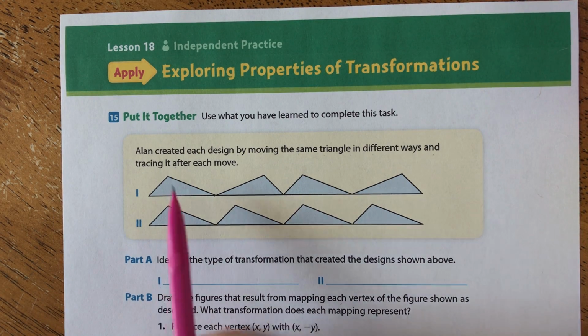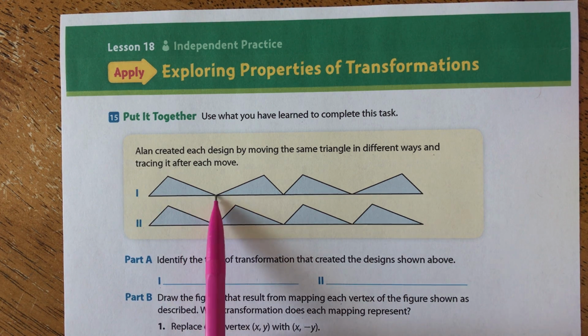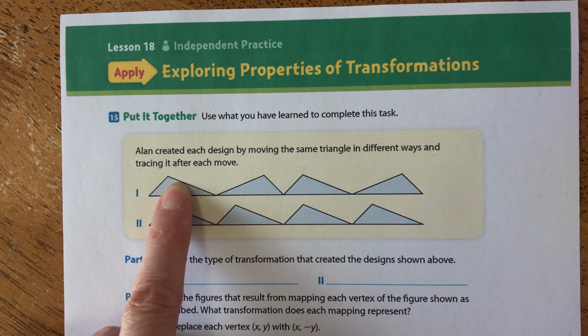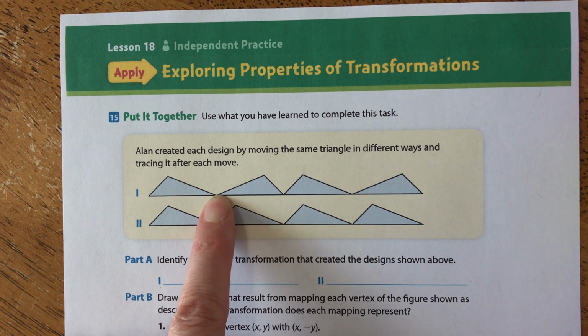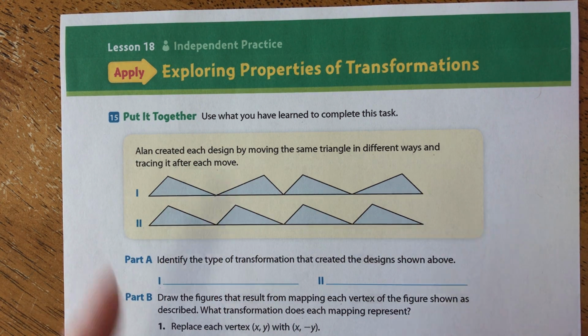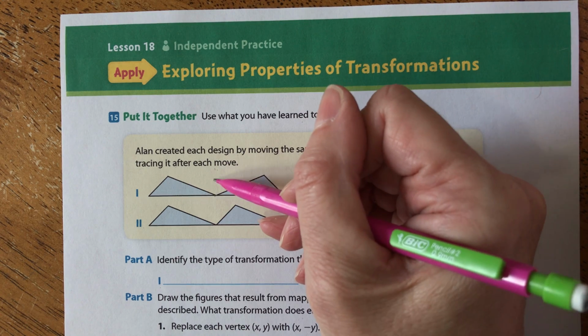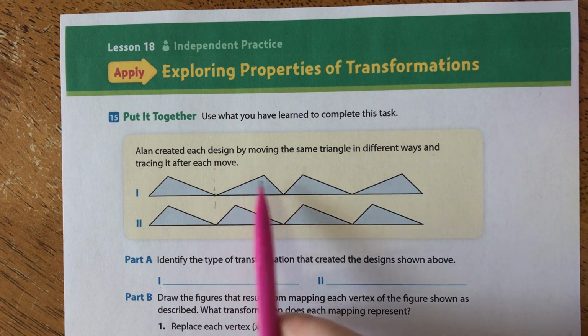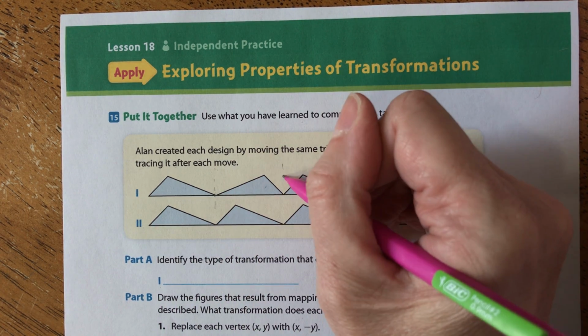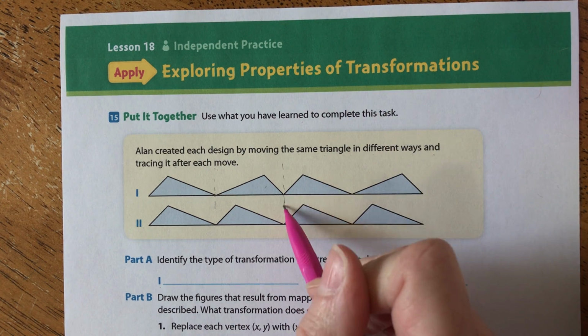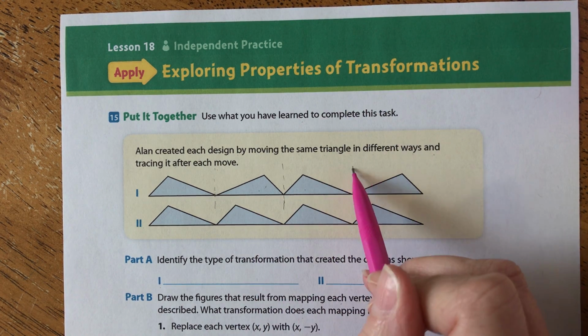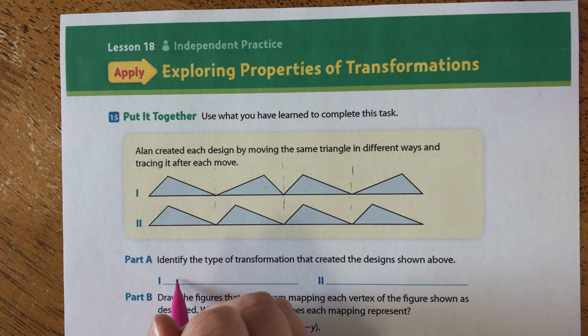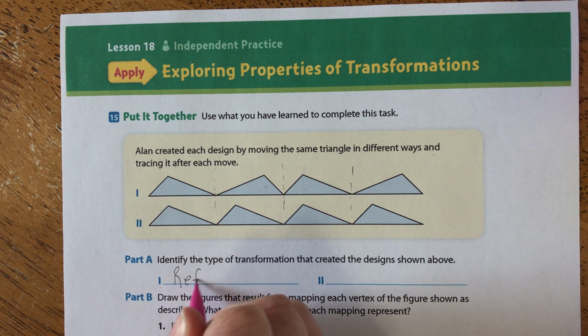Okay, so if I look at Roman numeral 1, I notice that this is not a translation, right? He didn't just slide this. What I do know is that this looks like a line of symmetry. Do you see that? If I come through here, this is a flip. And then do it again, line of reflection. He flipped it again. So, Roman numeral 1, these are all reflections.